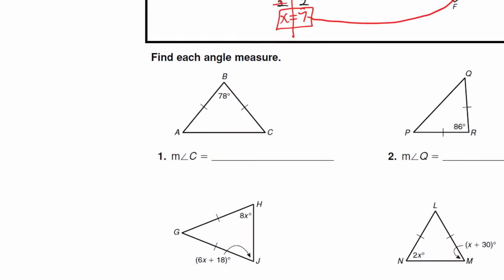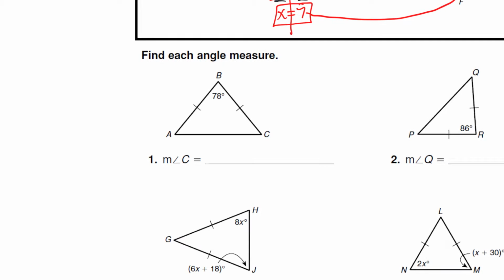Okay, so this number one here, it says find the measurement of this, so angle C. All right, what type of triangle is this? It's isosceles. So what do I know about angle A and angle C? That they're going to be congruent. So what I want to do is find the measurement of angle C. So what do you think we're going to do here to find the measurement of angle C?